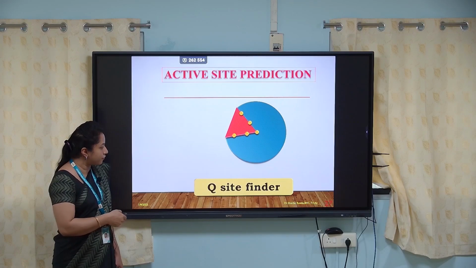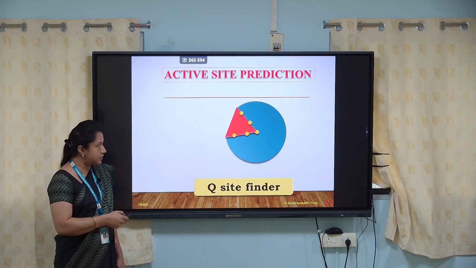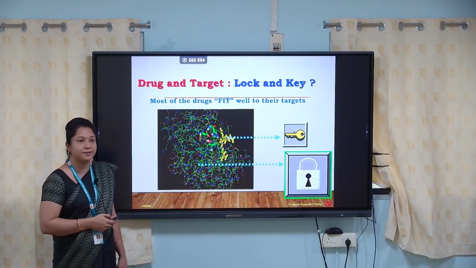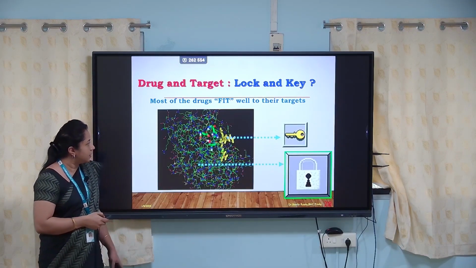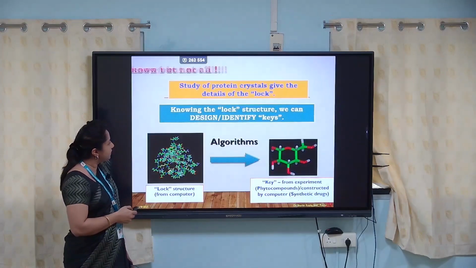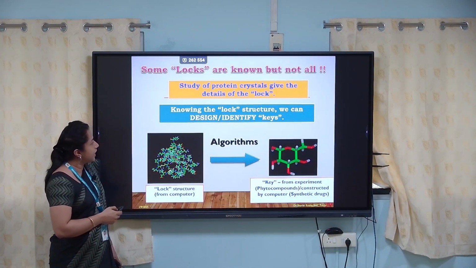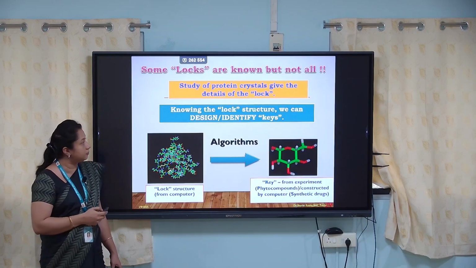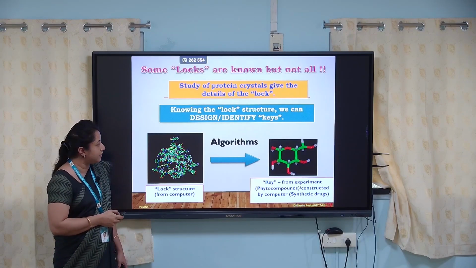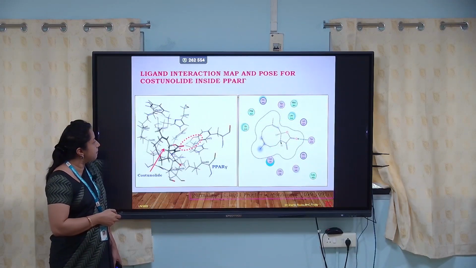So we can use this. One of the tools which I have mentioned is Q-SiteFinder for finding the active site in the enzyme. And this lock and key model, we often call molecular docking. Here the compound has interacted with the protein, which seems to be a better drug. With the help of algorithms, molecular docking is performed to lock the structure, and we can design and identify the keys. So this is the best example.